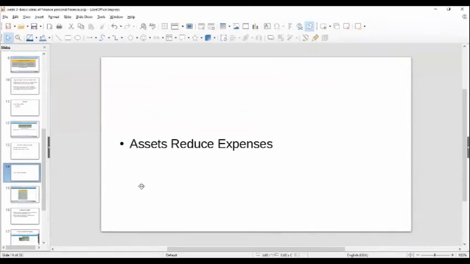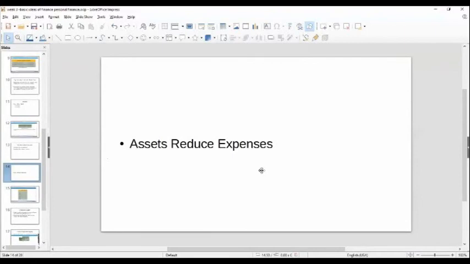Assets reduce expenses. What do we mean by this? If you have a house and lot, and you applied for a mortgage for it, you are now free from paying rent because you already have your own house and lot. That way you have reduced your expenses.